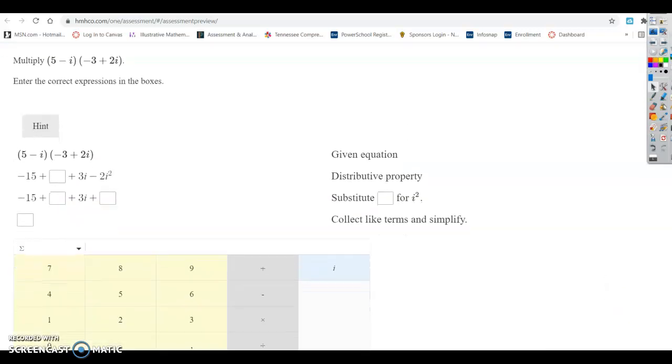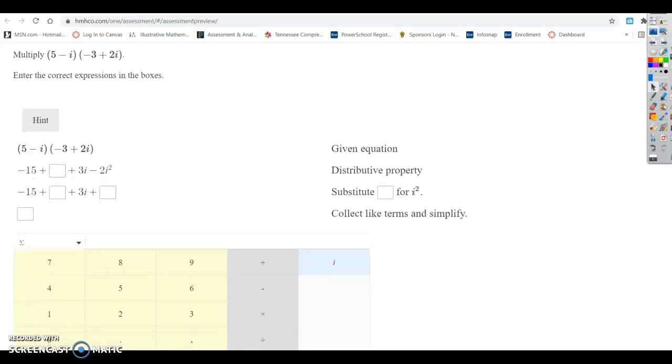Alright, moving on to multiplication. So if we multiply two binomials, you know we use distributive property. So it's the same even if we have complex numbers. So we're going to do 5 times negative 3, which is negative 15. 5 times 2i, which is 10i. And then negative i times negative 3 is positive 3i. And then the negative i times 2i is negative 2i squared.